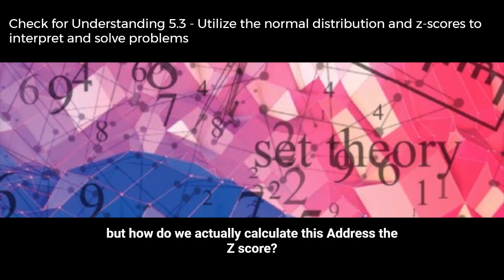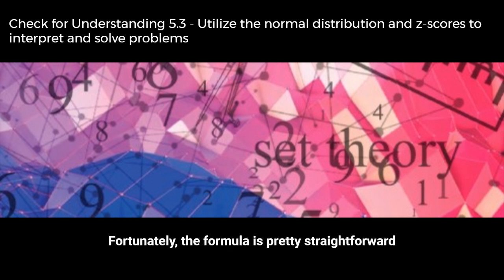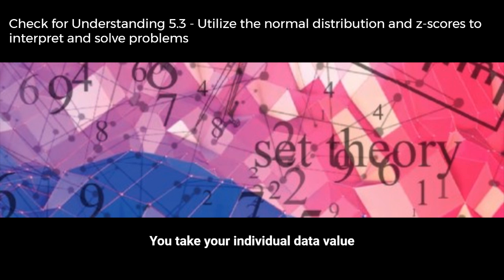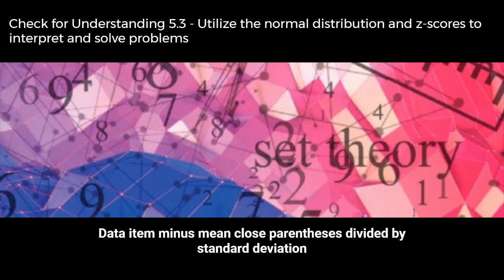But how do we actually calculate this address, the z-score? Fortunately, the formula is pretty straightforward. You take your individual data value, subtract the mean, that average of the whole distribution, and then divide that by the standard deviation. So it looks like this. Z equals, in parentheses, data item minus mean, close parentheses, divided by standard deviation.